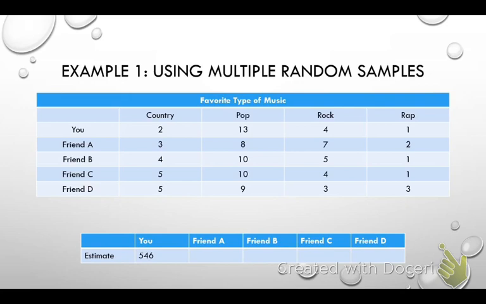And you give them categories so they don't give you some kind of random one. Do you prefer country or pop or rock or rap music? And they record the results. So for me, I asked 20 people, and those were the results. Then my friend asked 20 different people and recorded the results. And then another friend, 20 more people, and recorded the results. Do you see what's happening here? These are the results of the sample.